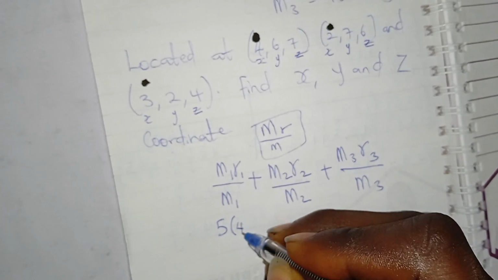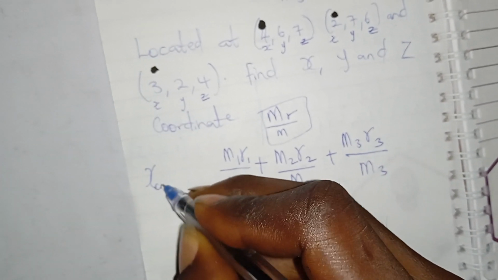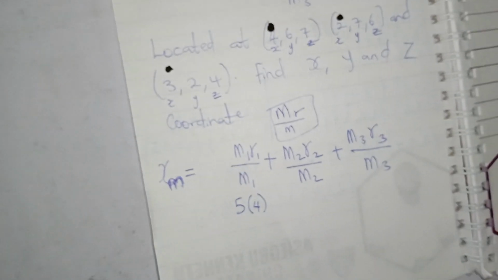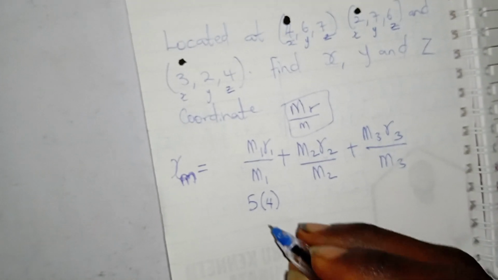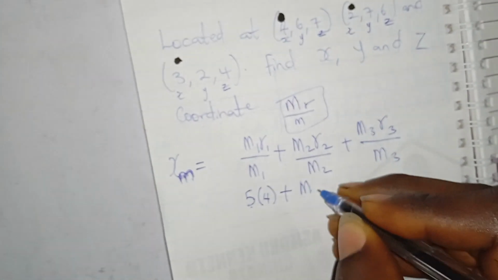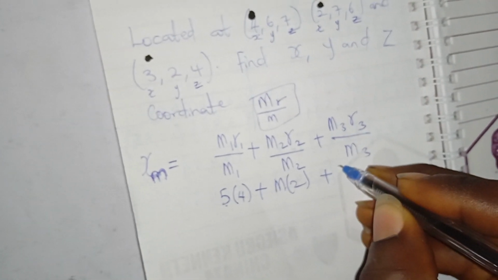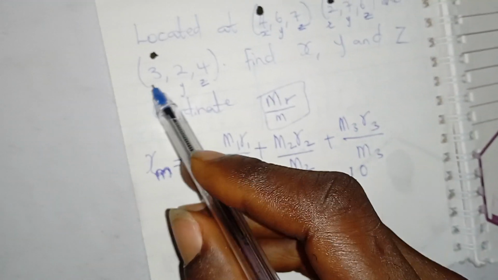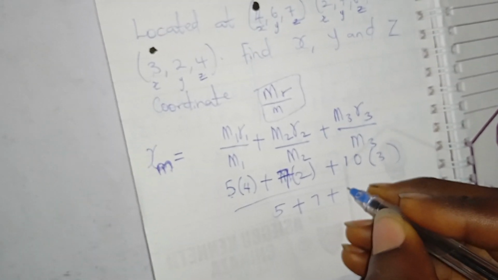Now R1 is 4, and that is when we are on the x-axis. That is the center of mass at x-axis. We call it x meter. So in x meter, I'm going to have 5 in x coordinates, then plus M2 is on 2, that is x, plus M3, and you know that M2 is 7, plus M3 is 10. Then on the x-axis is 3, all over M1 is 5, M2 is 7, plus M3 is 10.